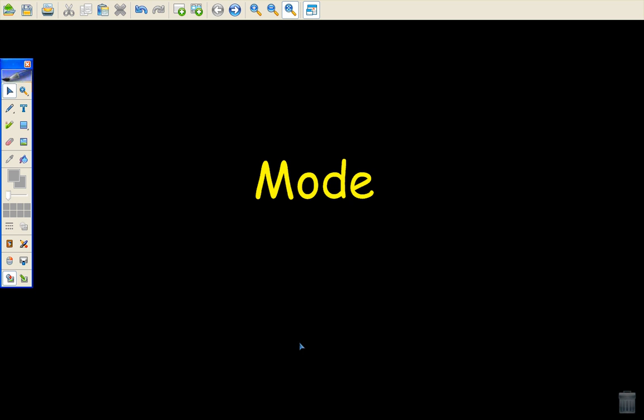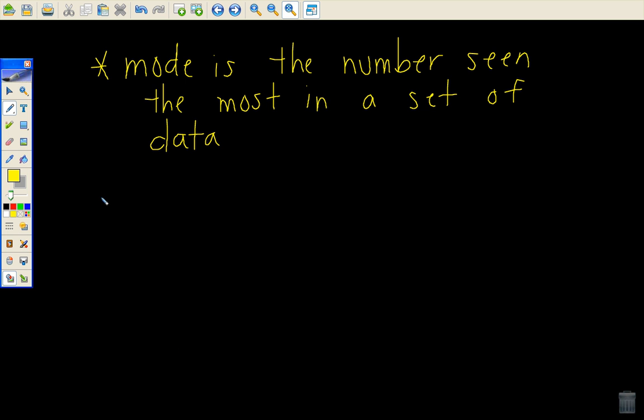This video is going to be about the mathematical term mode. All the mode is the number that is seen the most in a set of data. Anything that we're going to do, mode, median, or range, which we'll get into in the next days, you have to put the numbers in order.